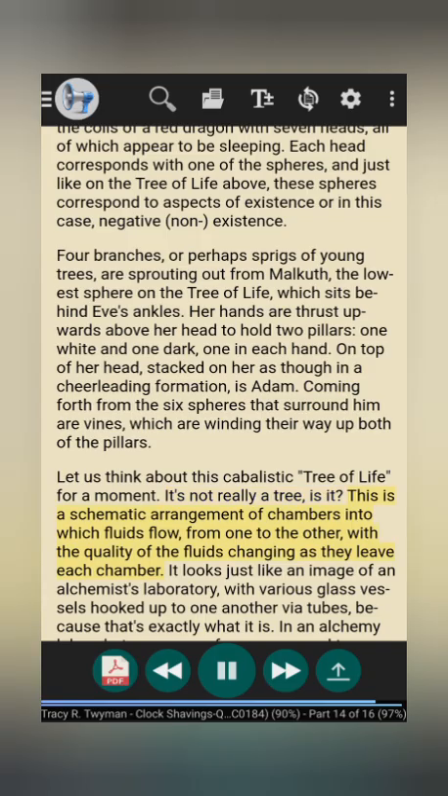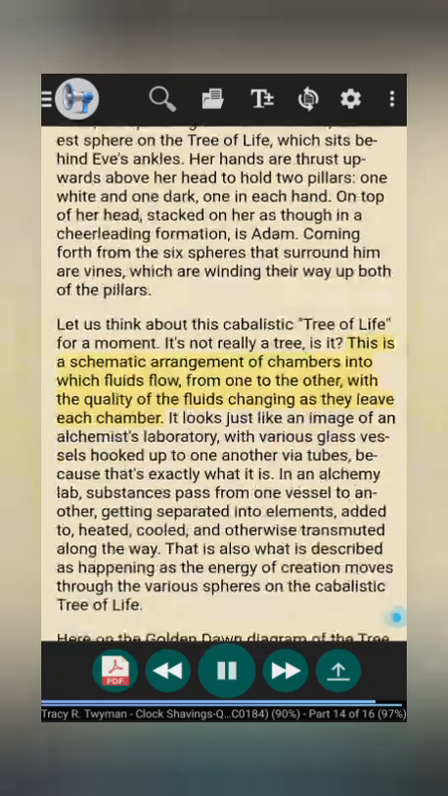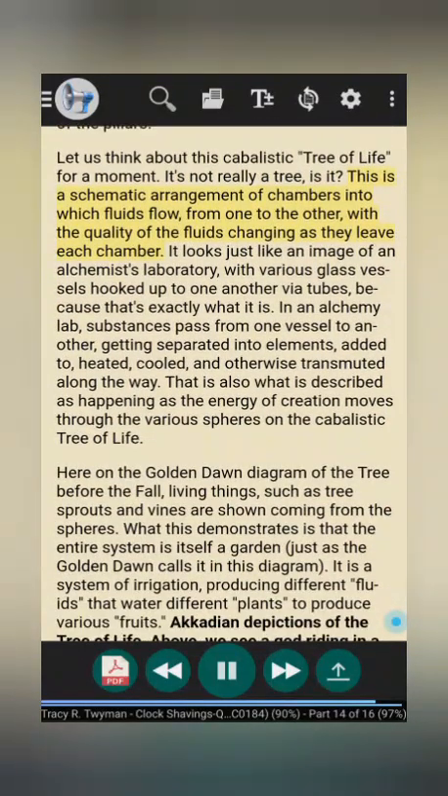It's not really a tree, is it? This is a schematic arrangement of chambers into which fluids flow from one to the other, with the quality of the fluids changing as they leave each chamber. It looks just like an image of an alchemist's laboratory, with various glass vessels hooked up to one another via tubes, because that's exactly what it is.